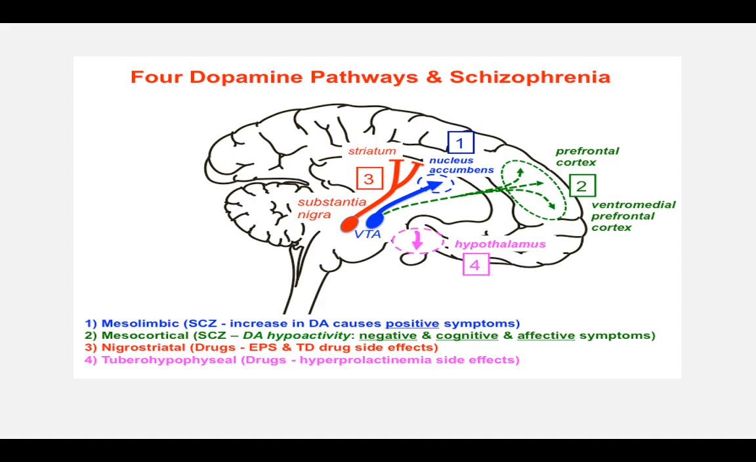Okay, so the nigrostriatal pathway, remember, has got to do with motor functioning, and if there is a decrease or death in it, it produces Parkinson's.